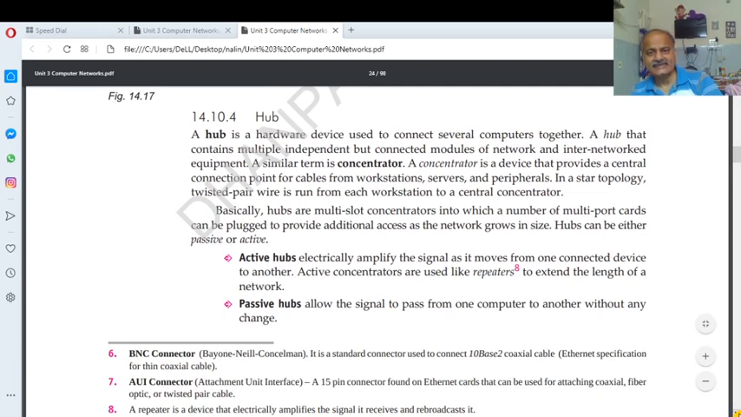A hub is a connecting device which is used to connect different computers in networking, as well as to connect two different networks simultaneously. So a hub is a hardware device. See here, what is a hub? A hub is a hardware device used to connect several computers together. A hub connects the multiple independent but connected modules of the network and inter-network equipment.